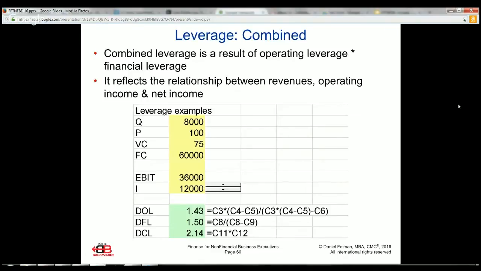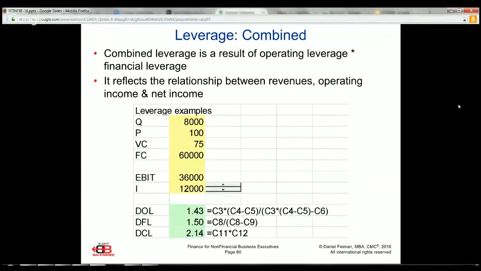So when you combine 1.43 in operating leverage and 1.5 in financial leverage, multiply those two, you'll come out with a degree of combined leverage of 2.14. Okay, let's make this simple. Look at an income statement.